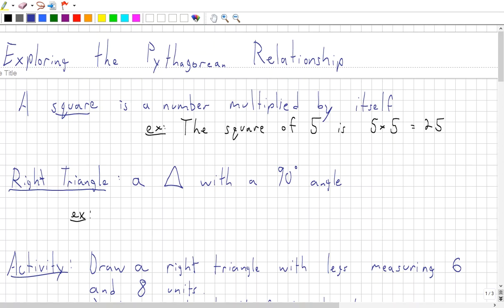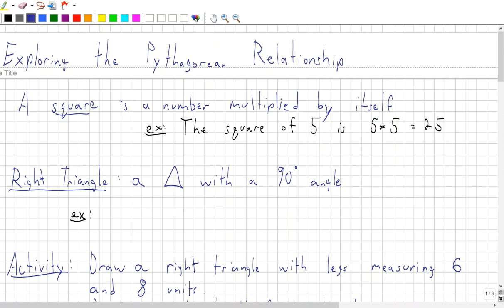The second video, exploring the Pythagorean relationship. So as we learned last time, a square is a number multiplied by itself. So for example, the square of 5 is 5 times 5, which is equal to 25. That's the square of 5.